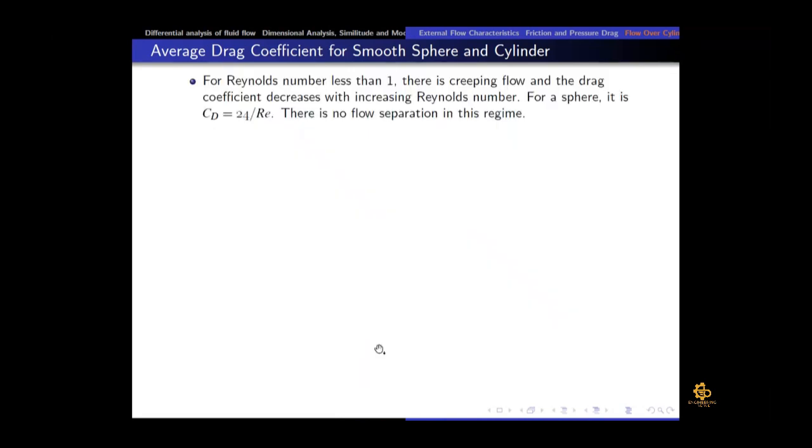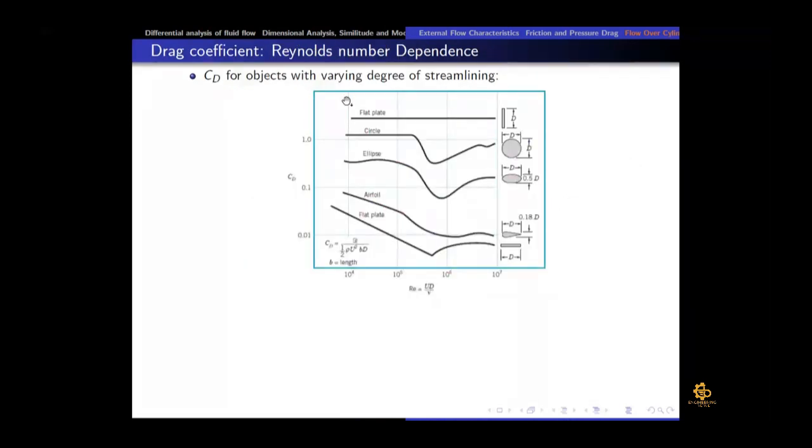Here it is shown for some other shapes. Like here, you can see for the flat plate, when it is a totally blunt body, there is no dip in CD. If you see from 10 to the power 4 to 10 to the power 6, this is a straight line. It goes on as a straight line because there is no concept of flow separation delay, because the surface area available for flow attachment is very small.